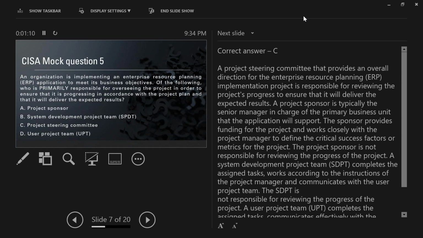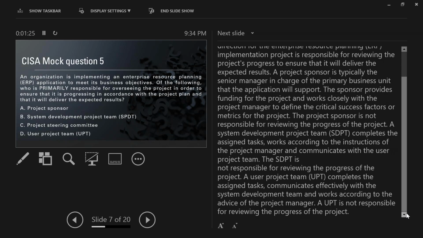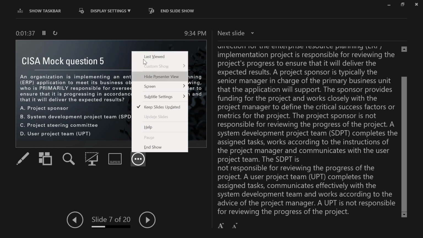The system development project team completes the assigned task, works according to the instructions of the project manager, and communicates back to the user project team. SDPT is not responsible for reviewing the progress of the project. User project team completes the assigned task and communicates effectively with the SDPT and works according to the advice of the project manager. UPT is not responsible for reviewing the progress of the project. So C is the right answer for this question.